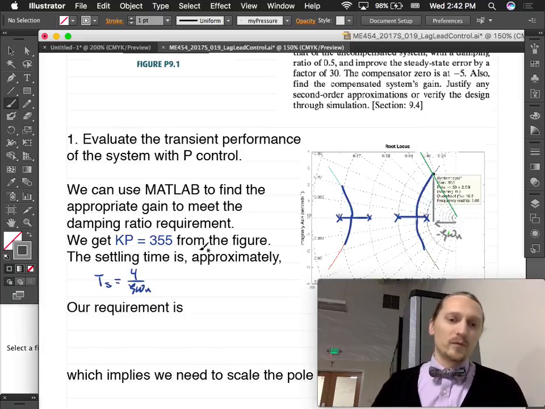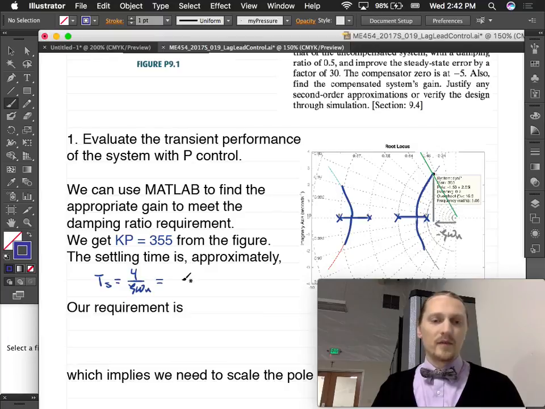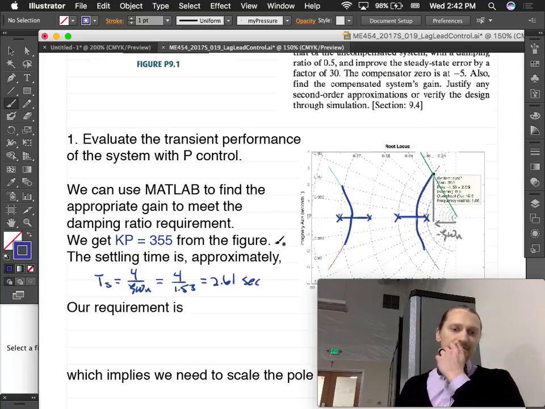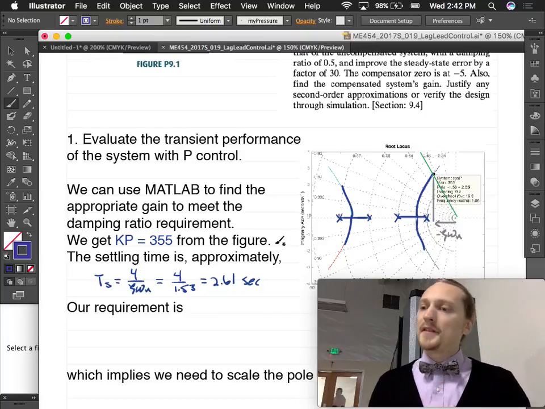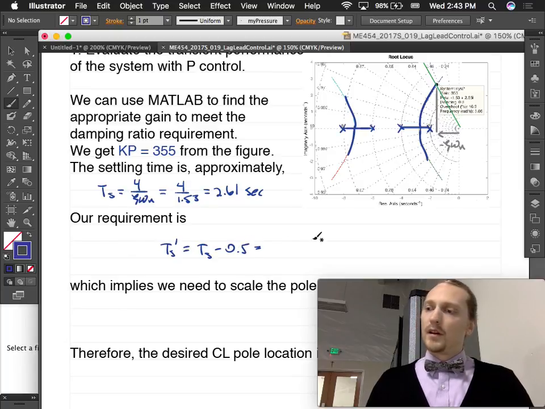I mean, it's good to know that. But so that's equal to 4 over 1.53, which is equal to 2.61 seconds. Okay. So our requirement is to be a half second less. So our design goal is to be at Ts prime equals Ts minus 0.5, which is equal to 2.11 seconds.